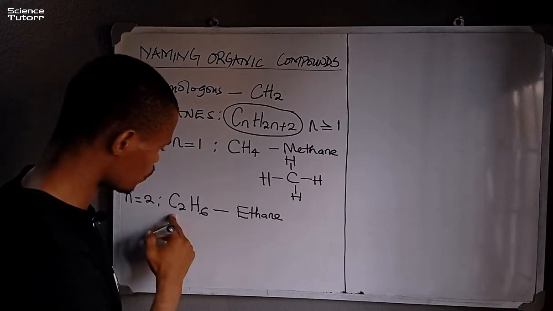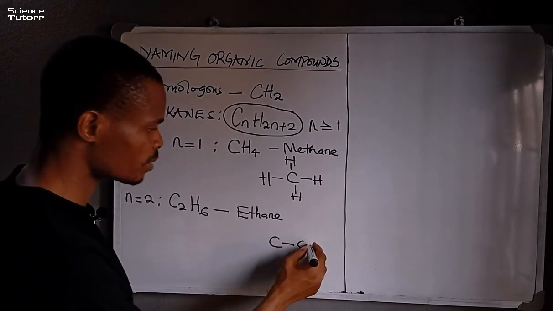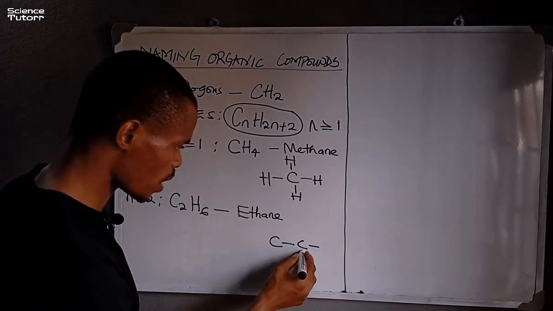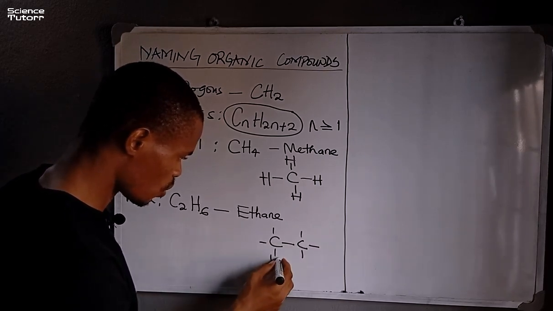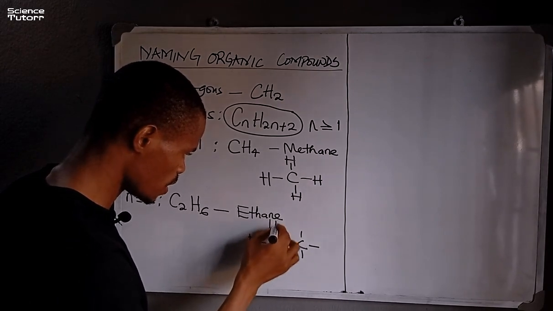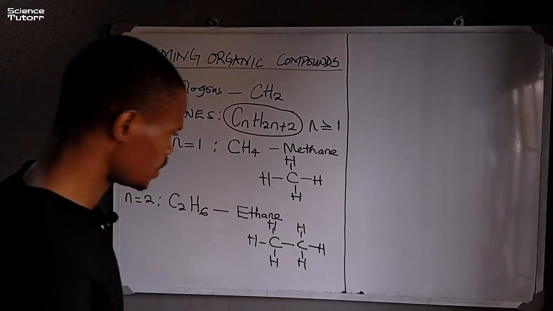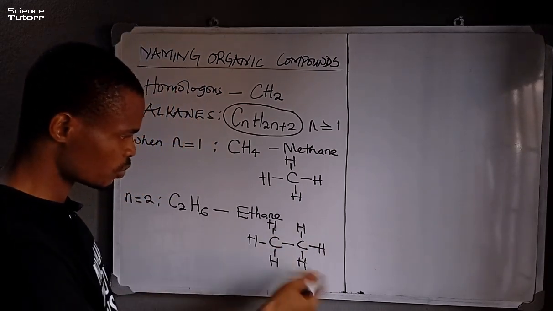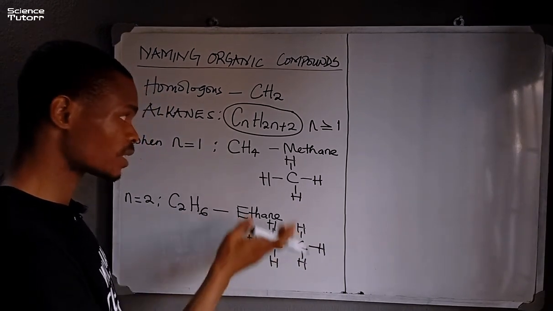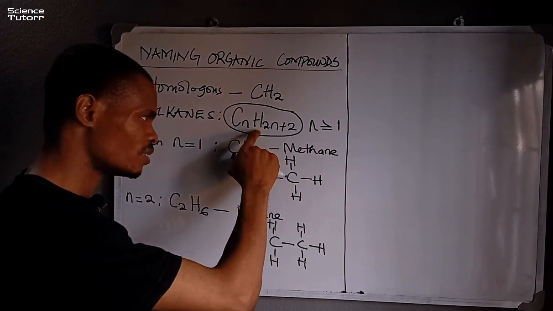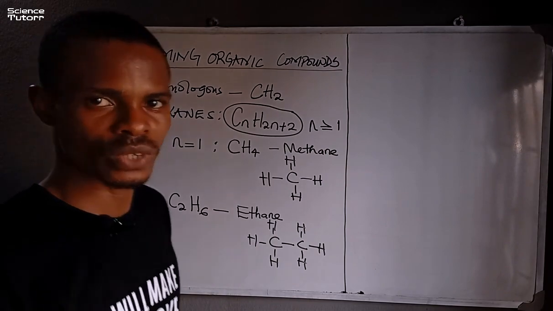Ethane is simply drawn from the formula. We have 2 carbon atoms bonded to 6 hydrogens, 1, 2, 3, 4, 5, 6. Each of these carries a hydrogen atom. This is the structure for ethane, C2H6. A good understanding, like I said, of the general formula will help you to draw as many structures as you can think of.